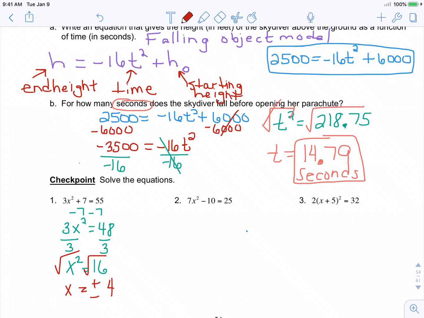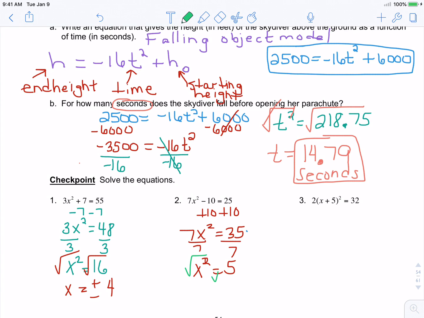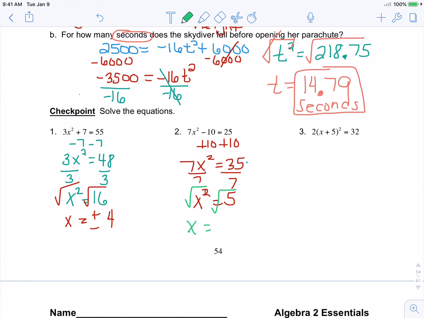Next one, we got to take that 10 to the other side. We have to add 10. So that gives us 35. Trying to isolate that variable. Divide by the number in front. 35 divided by 7 is 5. And then finally take the square root of both sides. 5 cannot be broken down. Only numbers that make 5 are a 1 and a 5. So we just keep that as a plus and minus, and then the square root of 5.